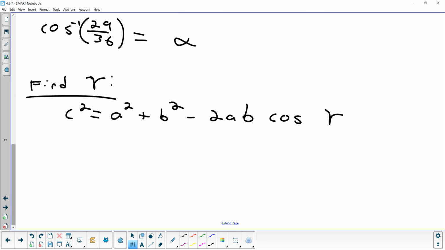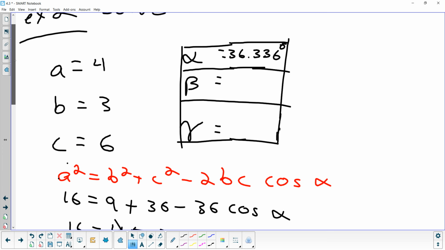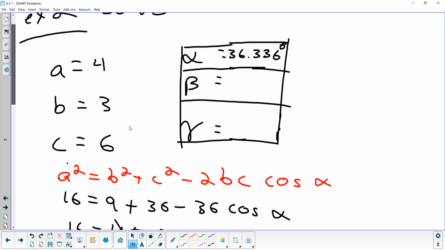Is that right? C squared, A squared, B squared. Yep, looks right. Okay, so see if you can set up your equation to find gamma. Even if you don't have a calculator, we'll do that part together. I think it was 36.336, wasn't it? Yeah, 36.336. Okay, thank you. Now, without even doing anything, I'm expecting this angle to be bigger than 36 because it's going to be across from the biggest side. So if it comes out smaller than 36, something's definitely wrong.